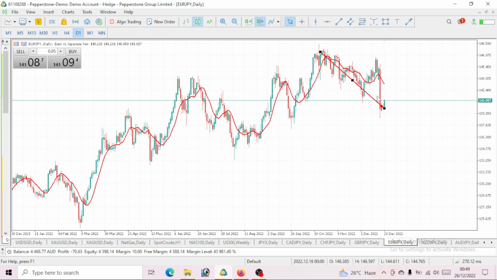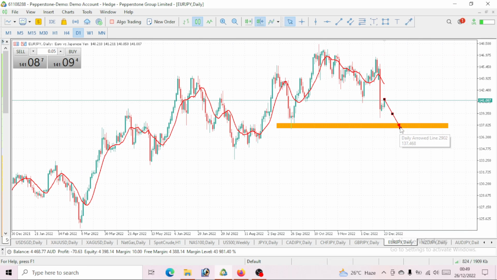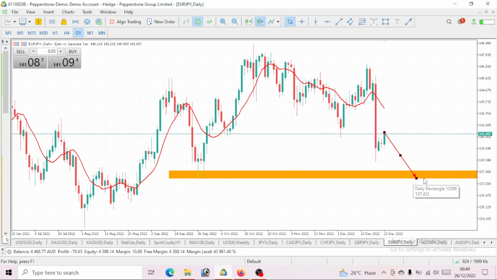Let's wait and see if EURJPY will come to test this level of 137. Currently it's trading at 141. Let's see if this final movement would be made on EURJPY that will come to 137. So I want you guys to watch it. A final movement possibly can come to a level of 137.